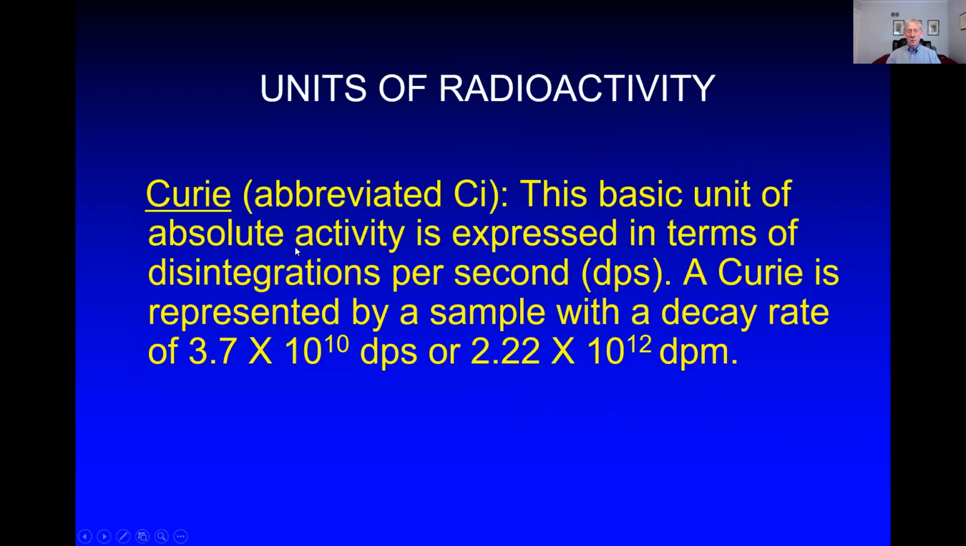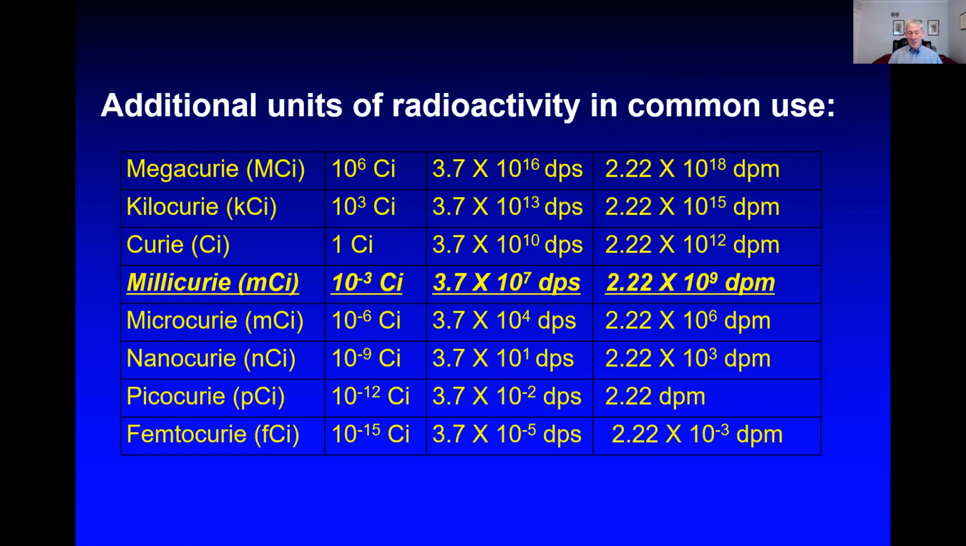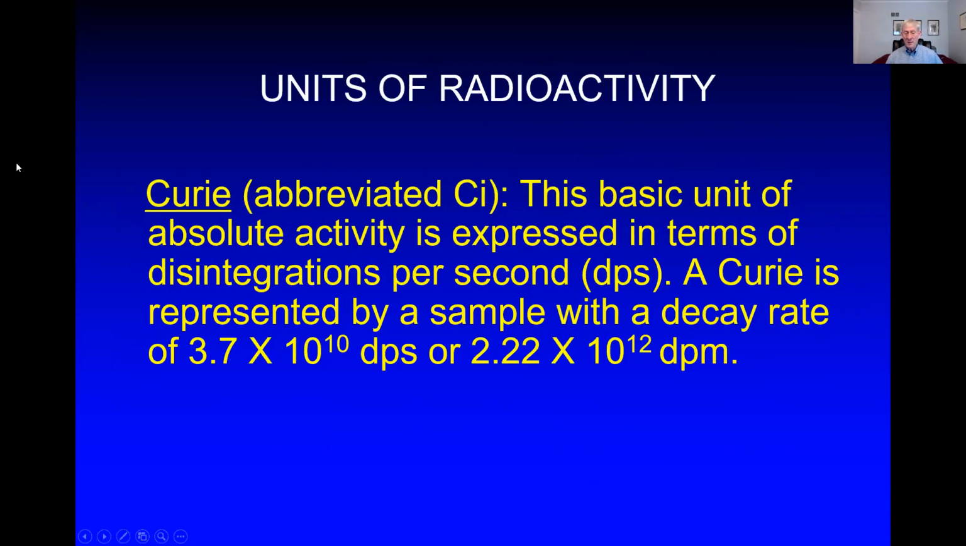Okay, we're going to delve into units of radioactivity, but before we do so, any questions about anything that we have covered today? If not, then let's take a look at units of radioactivity. The basic unit as defined by the Nuclear Regulatory Commission is in fact the Curie. And there are many Curie-related terms. We're going to look at them on the next slide in a moment, all the way from megacurie down to femtocurie. But let's take a look at the definition.